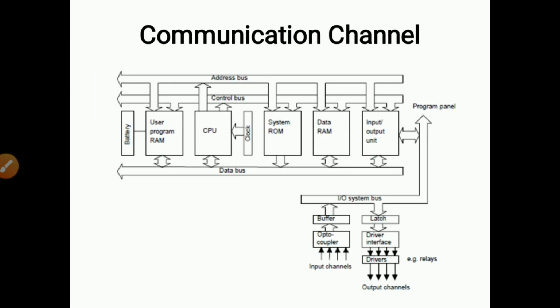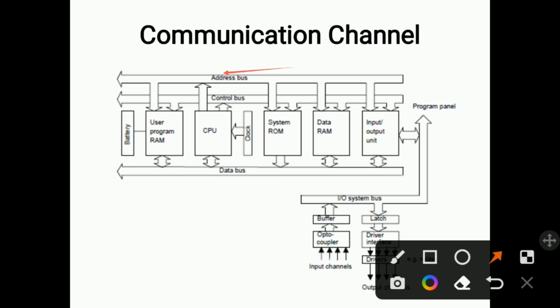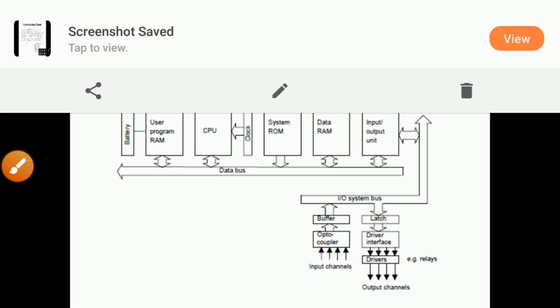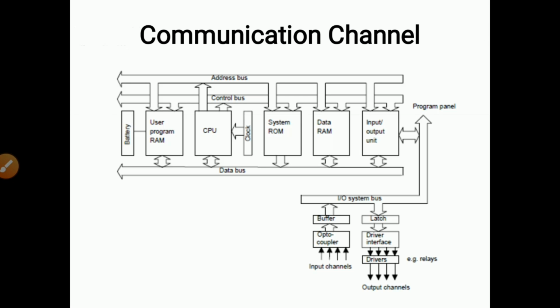So this is one diagram of a communication channel. Here you can see different buses are provided. This is the address bus. Then there is one control bus. Then a data bus is required for communication between different blocks. Then there is the input output system bus. The program panel is there. And in between them all the blocks are provided.